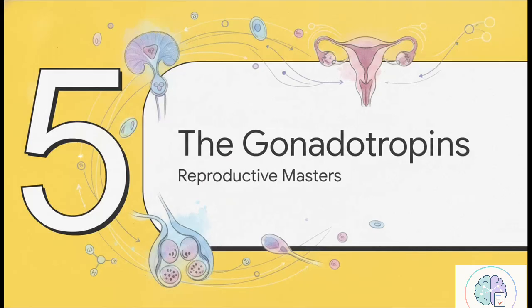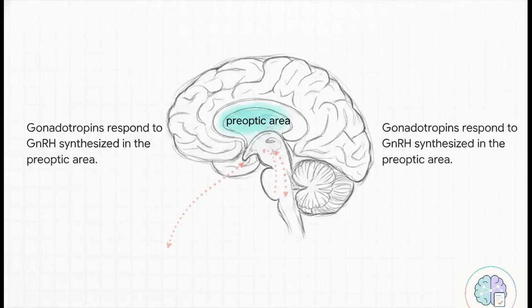Section 5. The gonadotropins. Let's briefly touch on the master regulators of the reproductive system. For the gonadotropins, which are FSH and LH, or lutropin, the entire reproductive cascade of the human body hinges on one absolute master switch, GnRH. It's fascinating because this driver is synthesized primarily all the way up in the preoptic area of the hypothalamus, and its strict pulsatile release dictates human fertility.